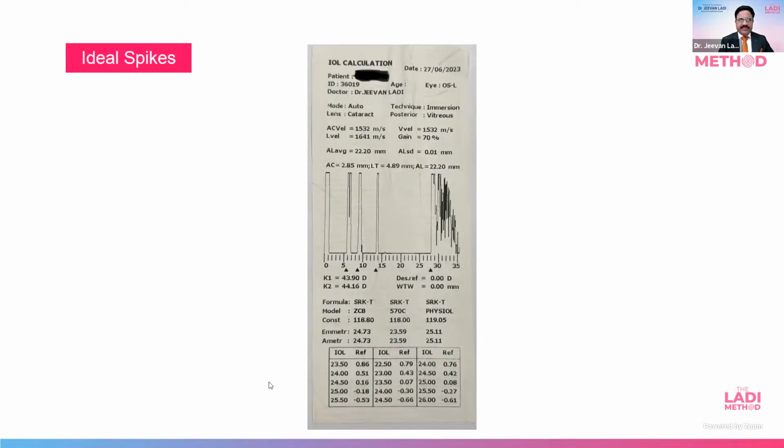Now this is an ideal spike. As you can see, this is a probe or a Prager shell, anterior and posterior part of the cornea, anterior lens, posterior lens, retinal spike, scleral spike, and orbital spike. If you see, standard deviation is 0.01. So this is a good reading.